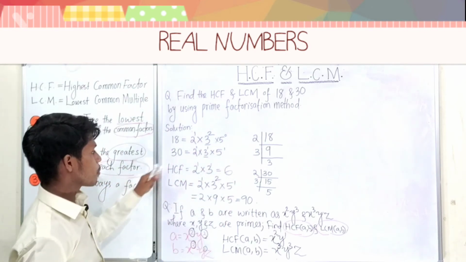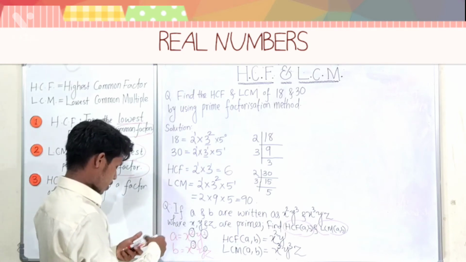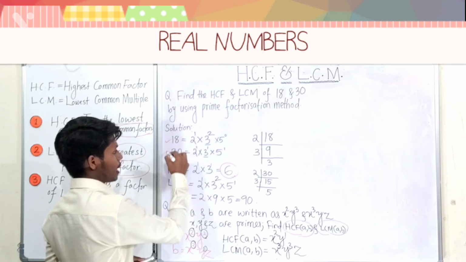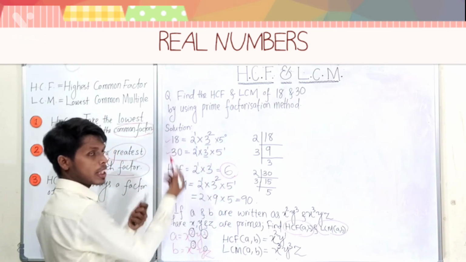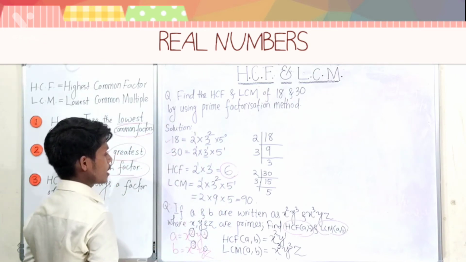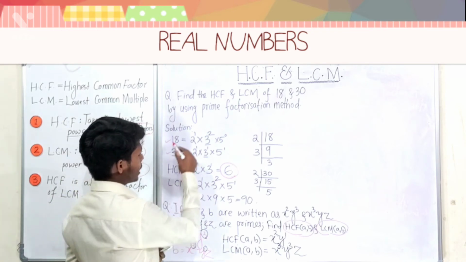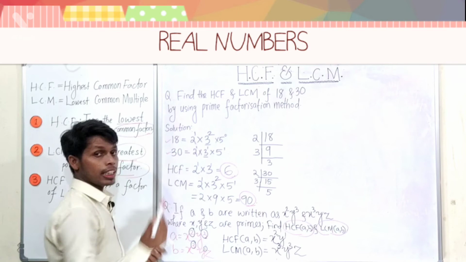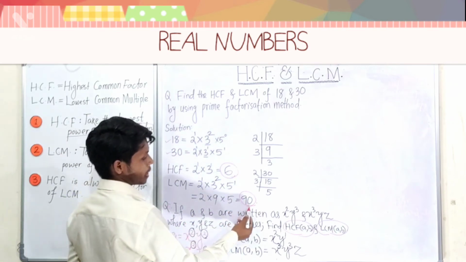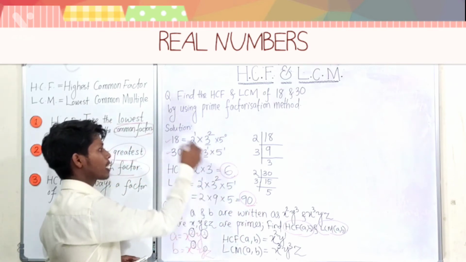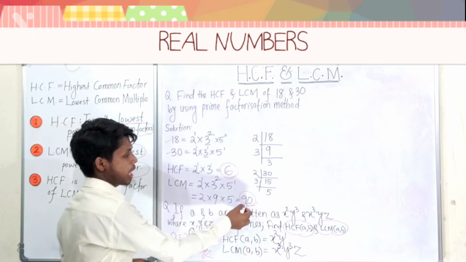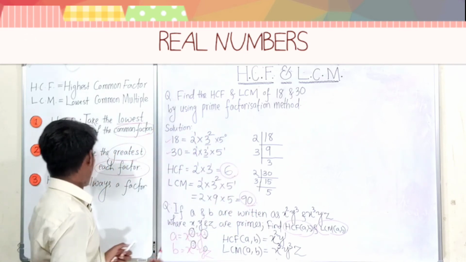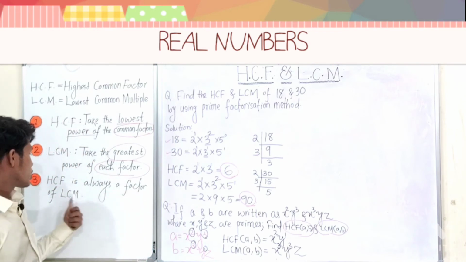Here also in this example you can verify this. You can see here 6 is the factor of 18 and 30. Means 6 is a factor of 18, also 6 is a factor of 30. Next, LCM of 18 and 30 is 90. Means 18 and 30, each of them is a factor of 90. So 6 is a factor of 18 and 18 is a factor of 90. So 6 is also a factor of 90. So this is a very easy concept.